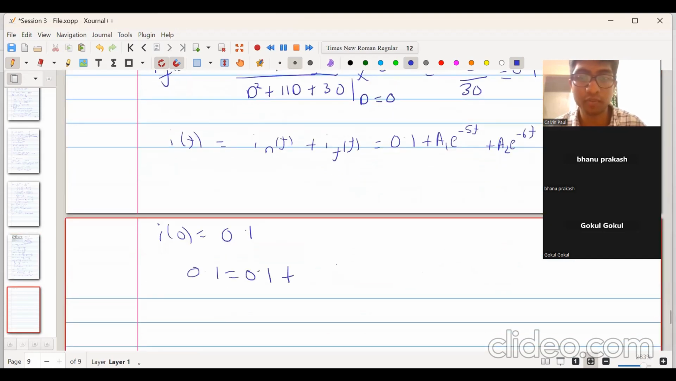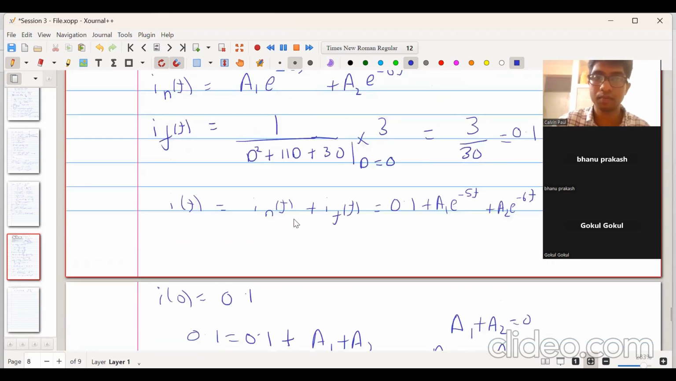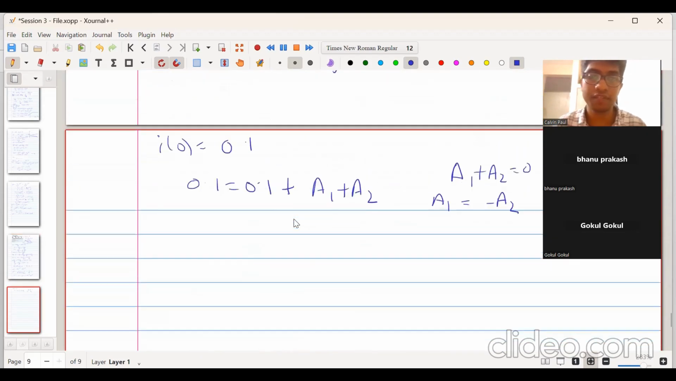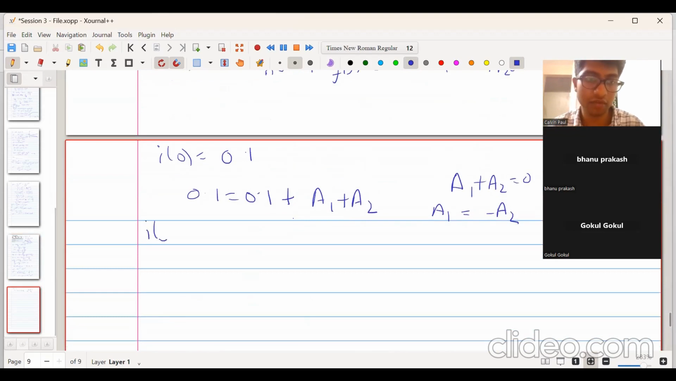0.1 is equal to 0.1 plus A1 plus A2. That's why we get A1 plus A2 equal to 0, or A1 is equal to minus A2. So then we get the simplified equation I of t is equal to 0.1 plus A1 into e to the power minus 5t minus e to the power minus 6t, because A2 is equal to minus A1. So we can write like this.